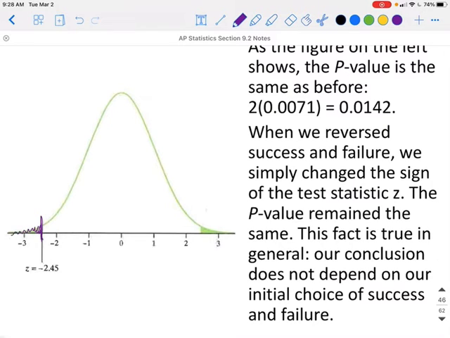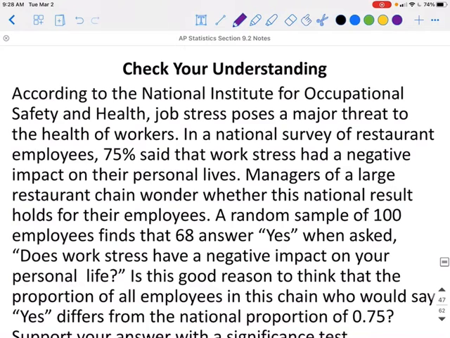Now that's just giving us the opposite tail. So now we just have the area to the left of that. We're still just going to double that to find the other side. And so on a two-tailed test, it's still going to give us the same answer. So when you reverse success and failures, we simply change the sign of the z value for our test statistic. Instead of being a positive 2.45, now it is a negative 2.45. The p-value remained the same. This fact is true in general. Our conclusion does not depend on our initial choice of success or failure.